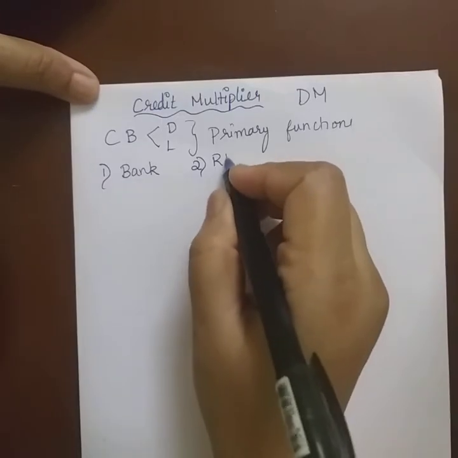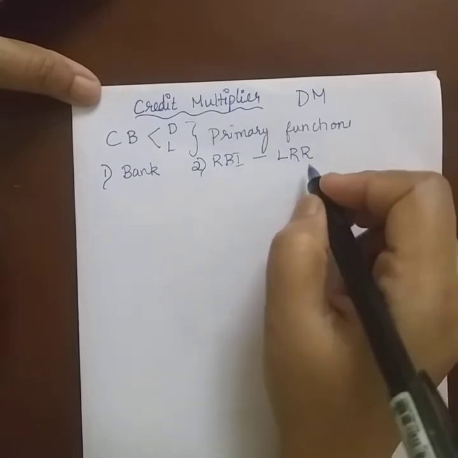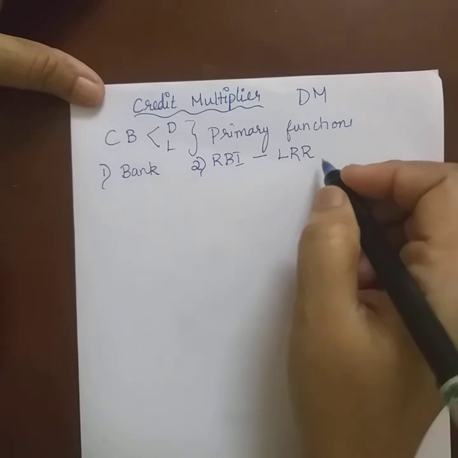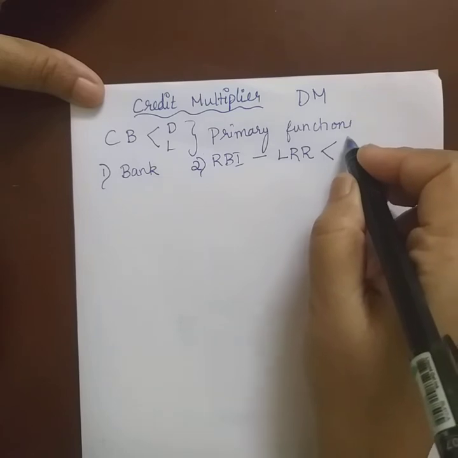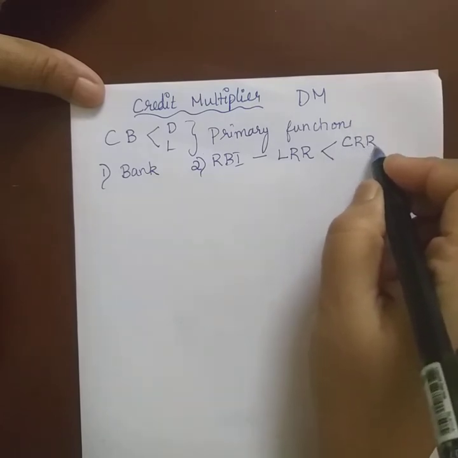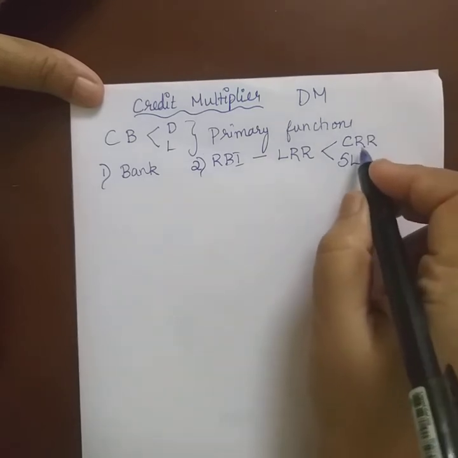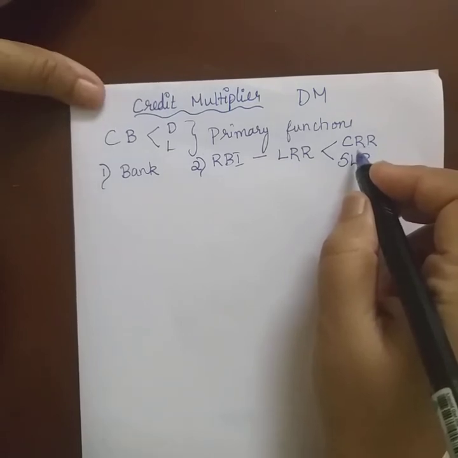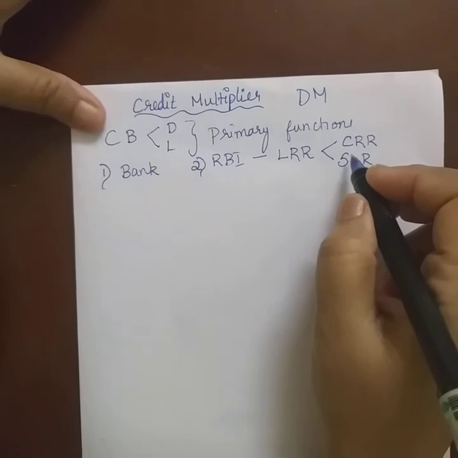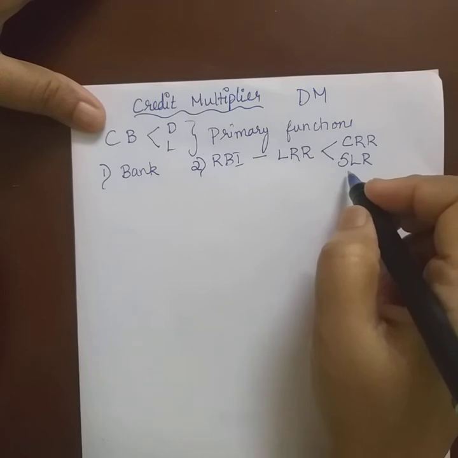The RBI fixes the legal reserve ratio on the basis of which the credit can be multiplied. Now this legal reserve ratio is composed of the cash reserve ratio or the CRR and the SLR. So what is the CRR? CRR refers to the net time and demand liabilities that the commercial bank maintains with the RBI. And SLR refers to the net time and demand liabilities that the commercial banks have to maintain with themselves.